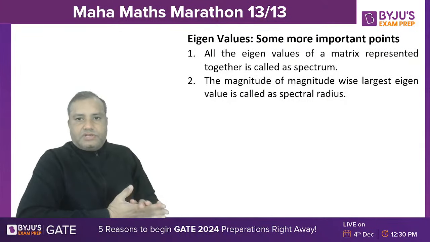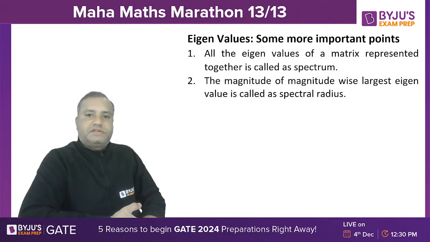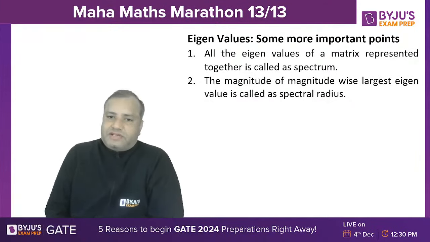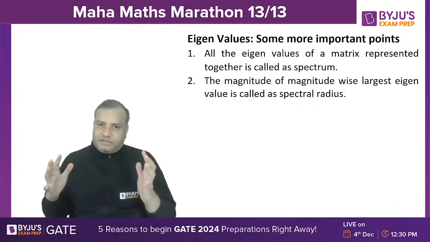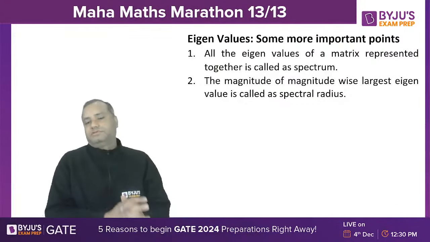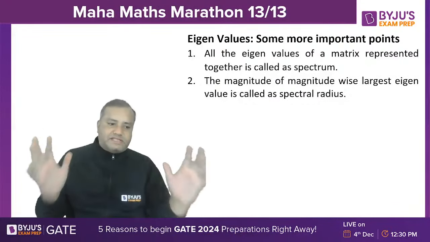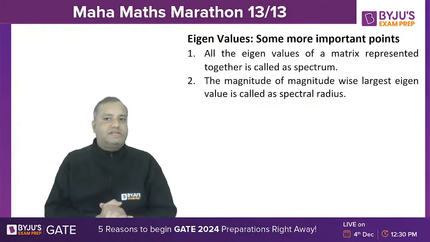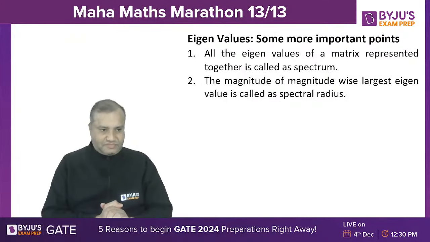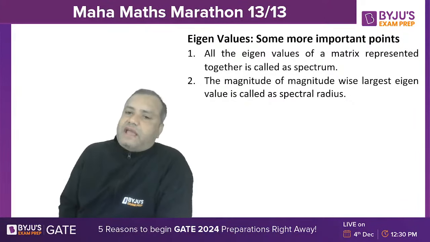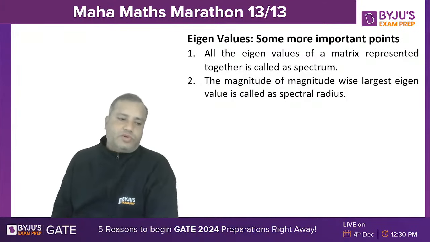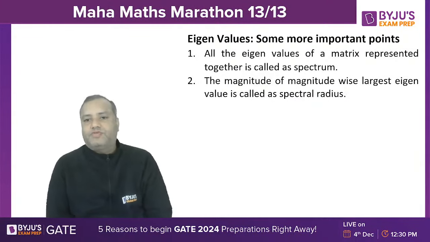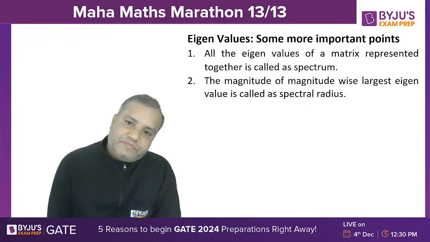Students, just go through these points. All the eigenvalues of a matrix represented together is called a spectrum. For a given matrix, all the eigenvalues are written together in a mathematical set, and that set is called the spectrum. Suppose you have a matrix whose eigenvalues are 0, 3 and 15. So a set containing 15, 3, 0 will be called the spectrum of that matrix.